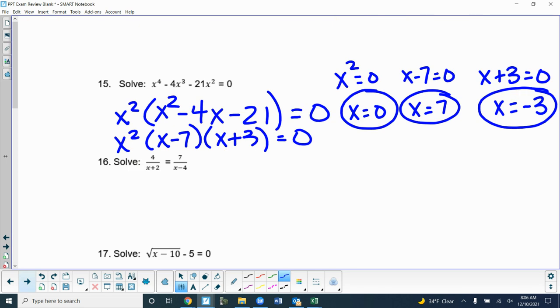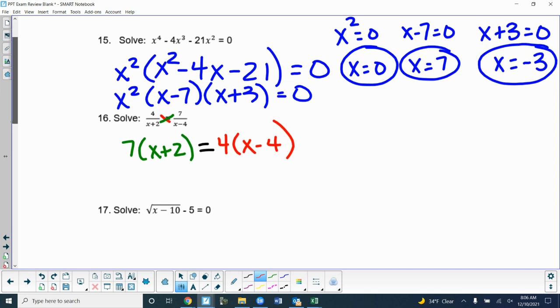Now, 16, we got a fraction equal to a fraction. What do we call that when you have proportion? Yeah. When you have two fractions equal, that's a proportion. So the easiest way to solve these is to cross multiply. So that's 7 times x plus 2 equals 4 times x minus 4. Cross products are equal in the proportion. So then I just distribute my 7 and my 4.